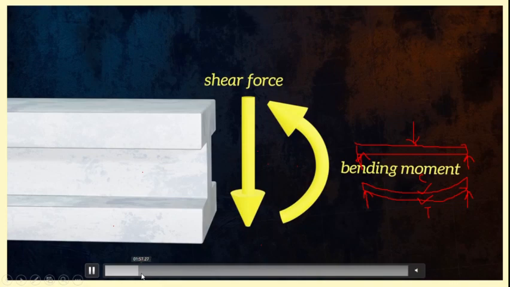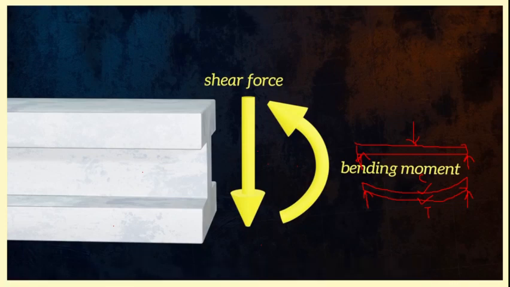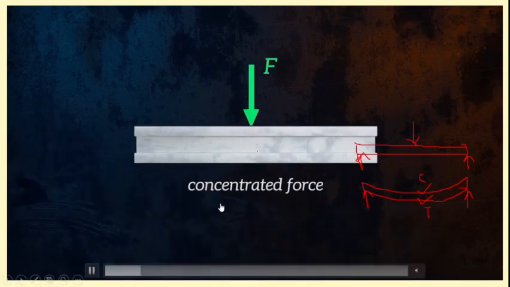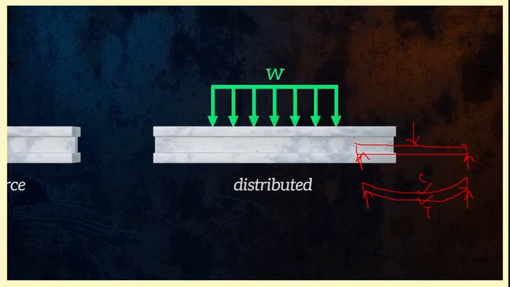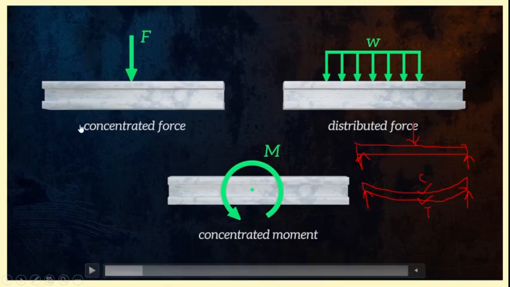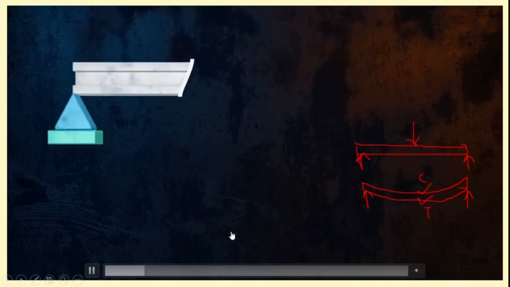And we have to calculate the maximum value of the shear force and bending moment all over the length of the beam to find where it can fail, or whether the design of the beam is actually safe or not. This one is a concentrated force, this one is a distributed force, which is distributed over a length of the beam, and this concentrated force is your point load, which acts on a point only, and this one is a concentrated moment, where the moment is concentrated on a point only.